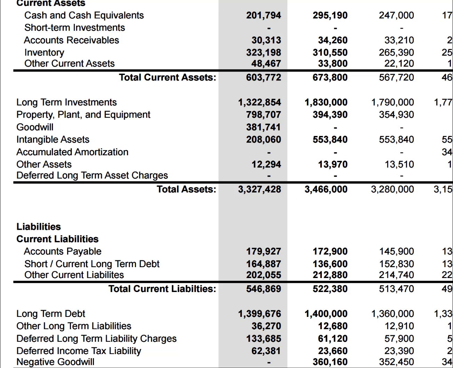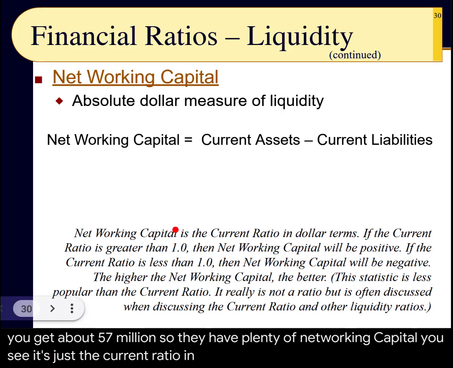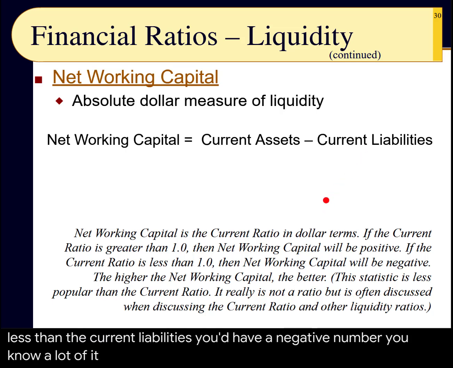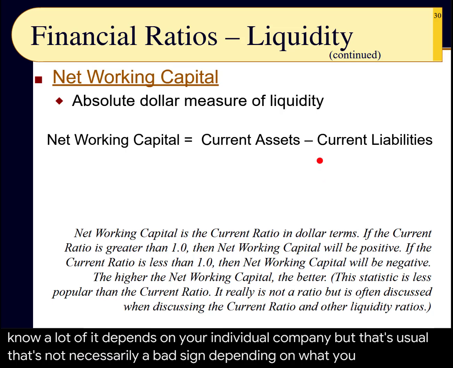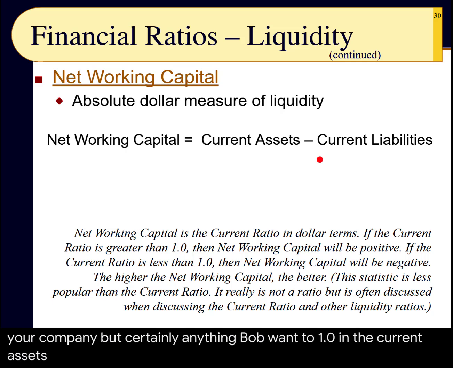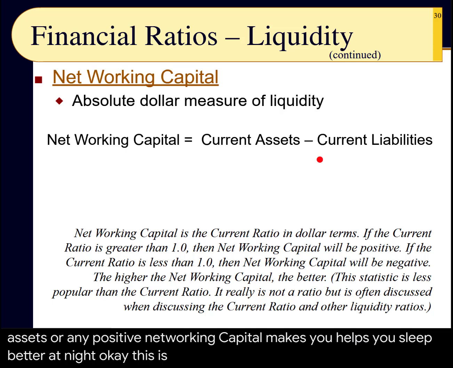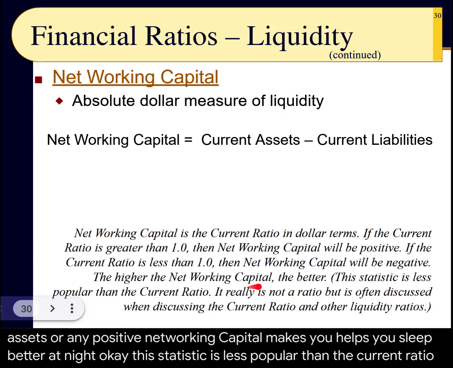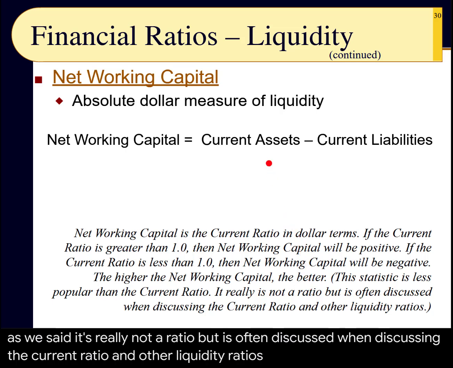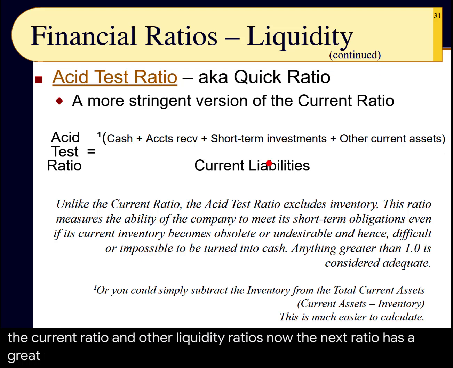You see, it's just the current ratio in dollar terms. If the current assets were less than the current liabilities, you'd have a negative number. A lot of it depends on your individual company, and that's not necessarily a bad sign, depending on how you run your company. But certainly, anything above 1.0 in the current ratio or any positive net working capital helps you sleep better at night. Okay, this statistic is less popular than the current ratio. As we said, it's really not a ratio, but it is often discussed when discussing the current ratio and other liquidity ratios.